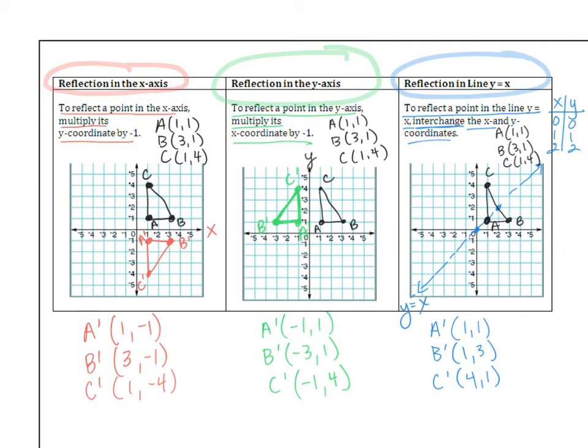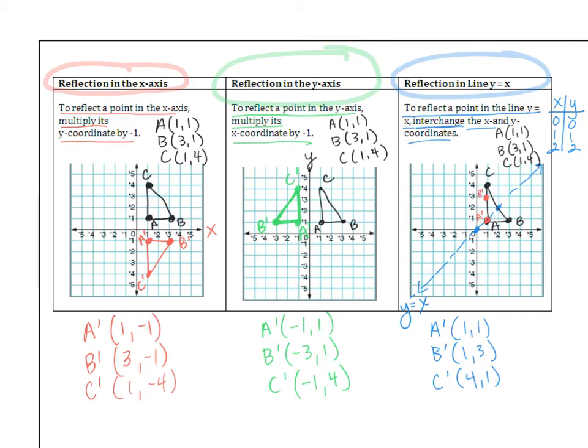So A prime is at 1, 1. I put a dot. It lands right on top of itself. It was on the line. If you reflect something over the line and it's on the line, it'll land back on itself. B prime is at 1, 3. So I go right 1, up 3. B prime, it was down below, or B was down below. Now B prime is up above.